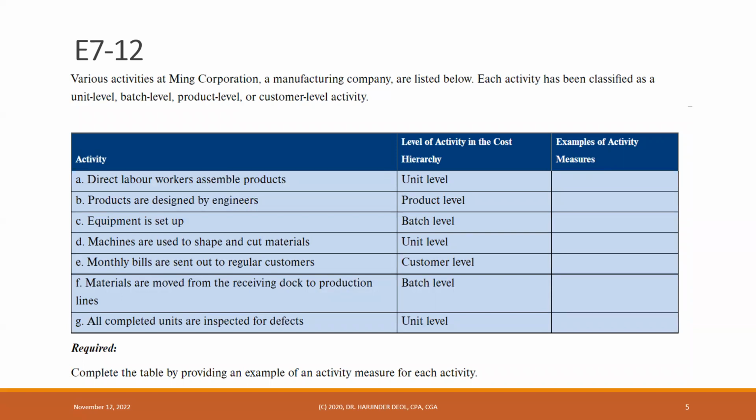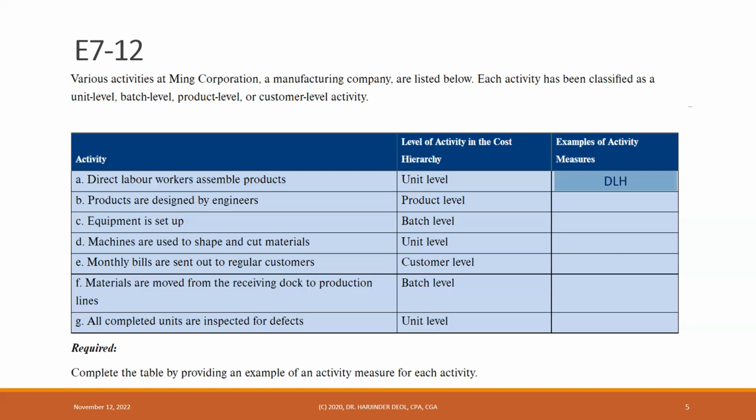Here's an example. So Main Corporation has identified a bunch of activities, and each activity has been classified either as unit level, batch level, product level, or customer level. Requirement for us is to complete the table by providing an example of an activity measure for each activity. Looking at A, direct labor workers assemble products. And this particular activity in the cost hierarchy is placed at the unit level. So an appropriate activity measure in this case would be direct labor hours.